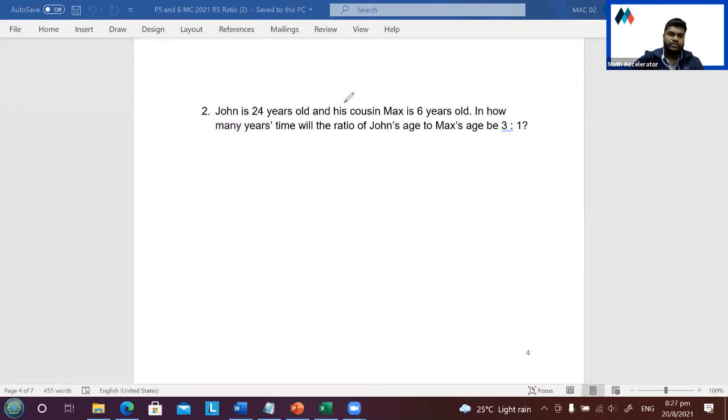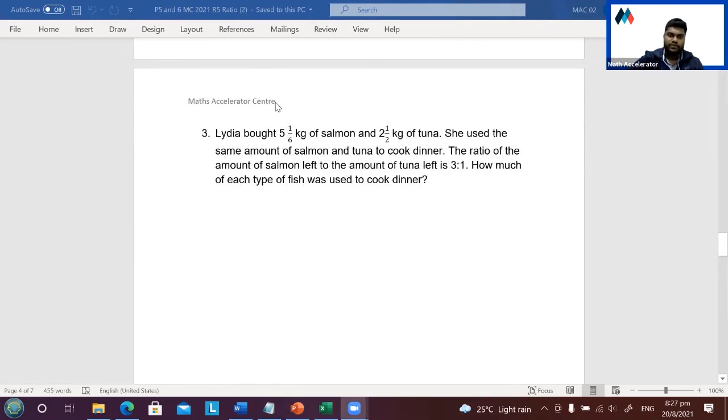Okay, now let's move on to question 3. Lydia bought 5 whole 1/6 kg of salmon and 2.5 kg of tuna. She used the same amount of salmon and same amount of tuna to cook dinner, okay? So the ratio of the amount of salmon left to the amount of tuna left is 3:1. How much of each type of fish was used to cook dinner?